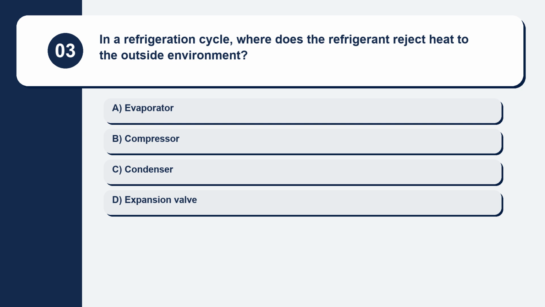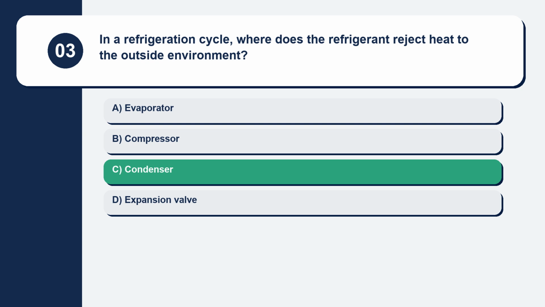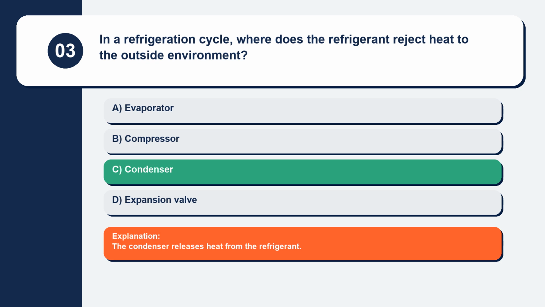Question 3. In a refrigeration cycle, where does the refrigerant reject heat to the outside environment? Evaporator, compressor, condenser, expansion valve. The condenser releases heat from the refrigerant.